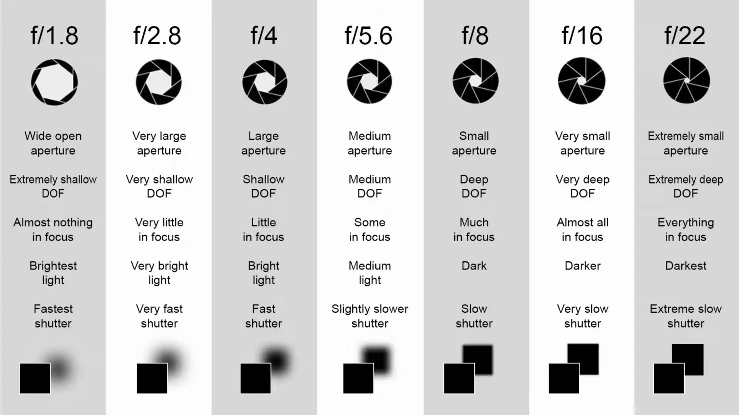So let's start with f1.8. f1.8 is the largest aperture opening you can have in your lens. That opens your lens wide open and lets the most light through. So f1.8 has a wide open aperture. The effect that wide open aperture has on an image is it creates a shallow depth of field.